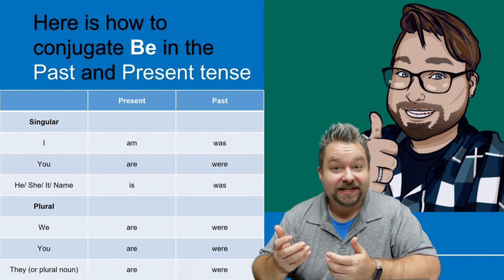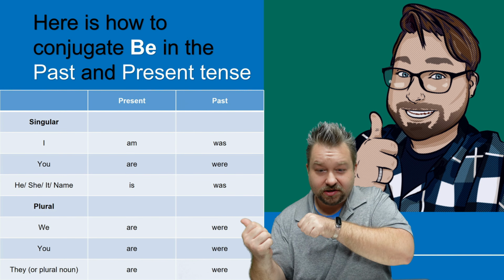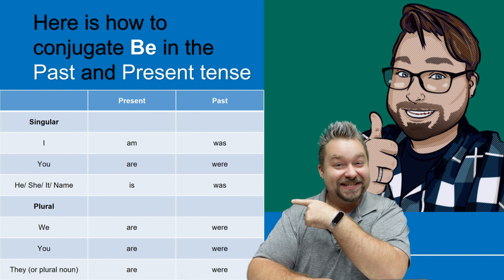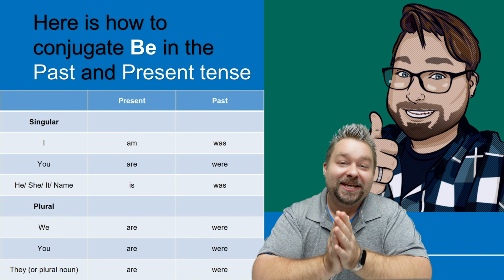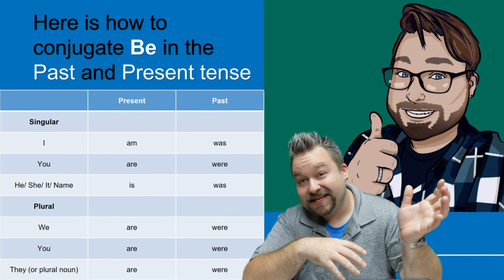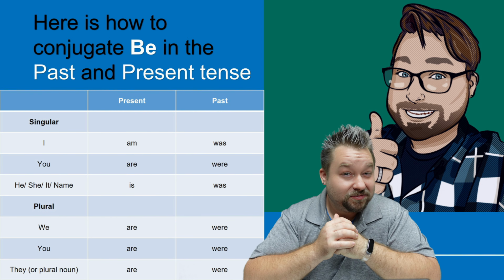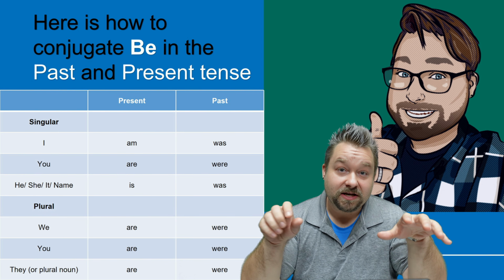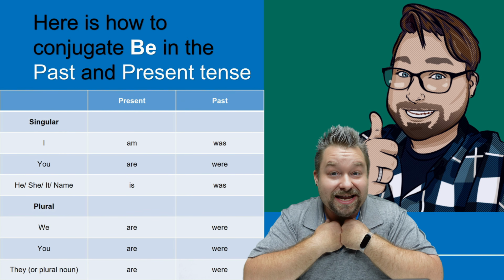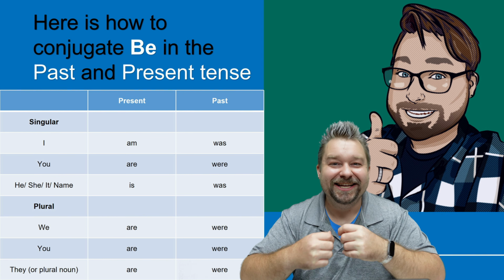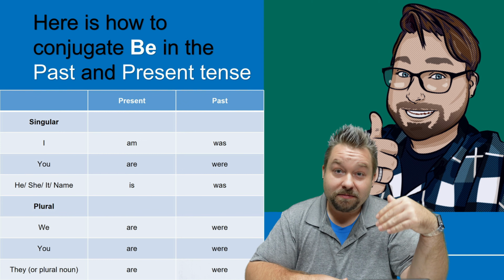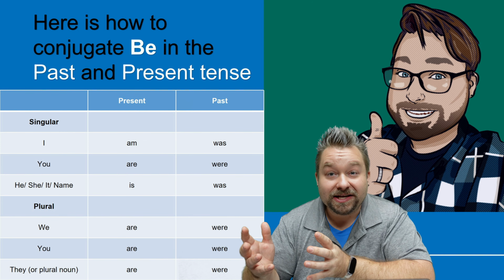Well, here, I've got a nice handy chart. It's somewhere over here. I can't remember. I think it's here. Yeah, it's here. So here is how we conjugate the be verb in the past tense and the present tense. I'm sure you know all this. Now you can pause the video and write all of this down in your notebook, which I recommend. That's smart. But let's take a look at this. We have two different types. We have singular and plural, and then they match the present and the past tense.